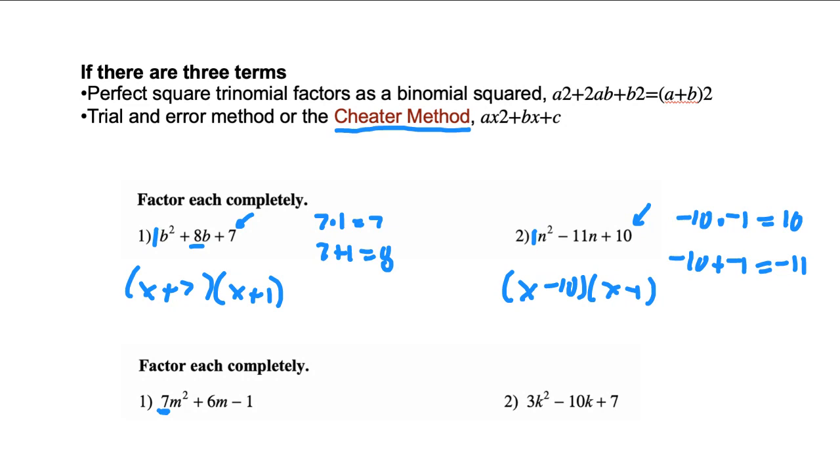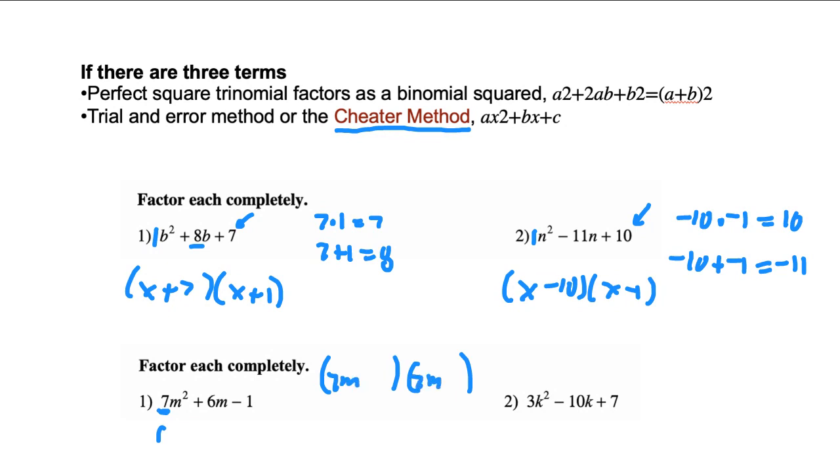Okay, so I'm going to explain the cheater method to you guys because I think it is the most amazing way of factoring when there's a number in front of the x squared term, or m squared, or k squared, or whatever it is. So what you do is you're going to cheat with the 7. You're going to put 7m here, and 7m here.